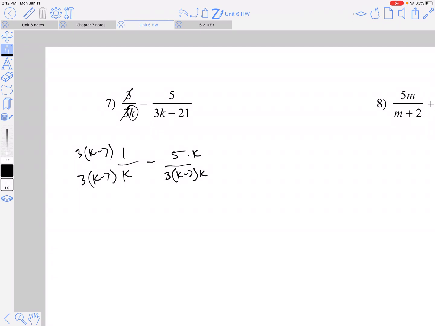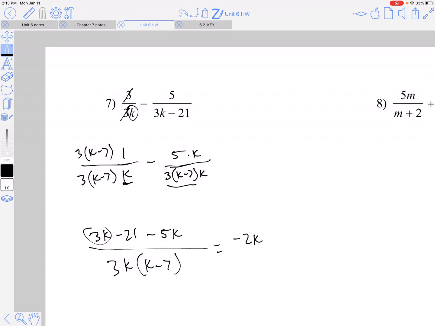So originally on the left, all I had was k. Originally on the right, all I had was the 3k minus 7. So then I just multiply what I multiplied on the bottom to the top. I don't want to cancel anything out because my denominators have to be the same. So I have, I'm going to just rearrange it, 3k times k minus 7. And then on the top, I'm going to have 3k minus 21 times 1 stays the same, minus 5k, which is going to give me negative 2k when I combine like terms, minus 21 over 3k times k minus 7.